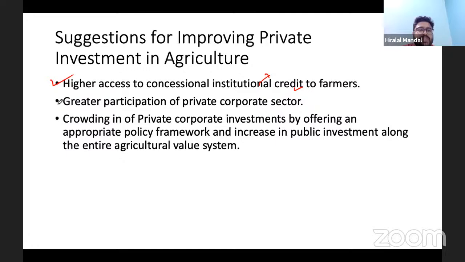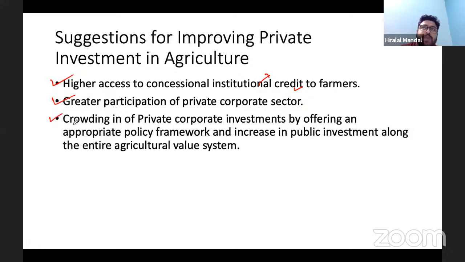The greater participation of the private corporate sector could increase the private sector investment, and that is what I suggested. So if you go for the reform for contract farming, if you provide alternative for procurement, only then will the agri-tech companies come up, and then you can see the better supply chain in the country. But this is not happening now. As a result, the agriculture sector has not seen the investment.